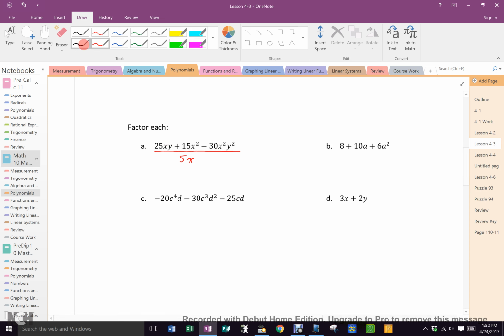What goes outside the brackets? 5x. What goes inside the brackets? All my answers. What's 25 divided by 5? 5. What happens to the x's? Cancel, and I'm left with a y, correct? What's the next one?